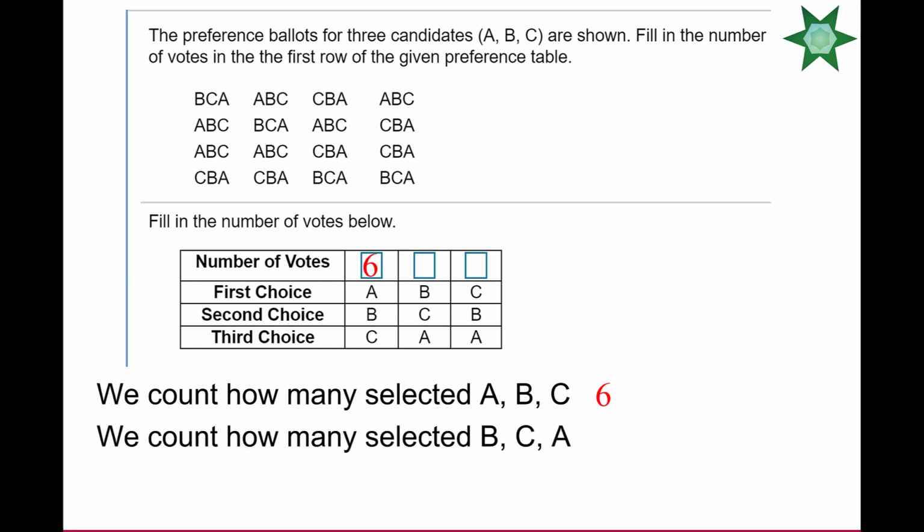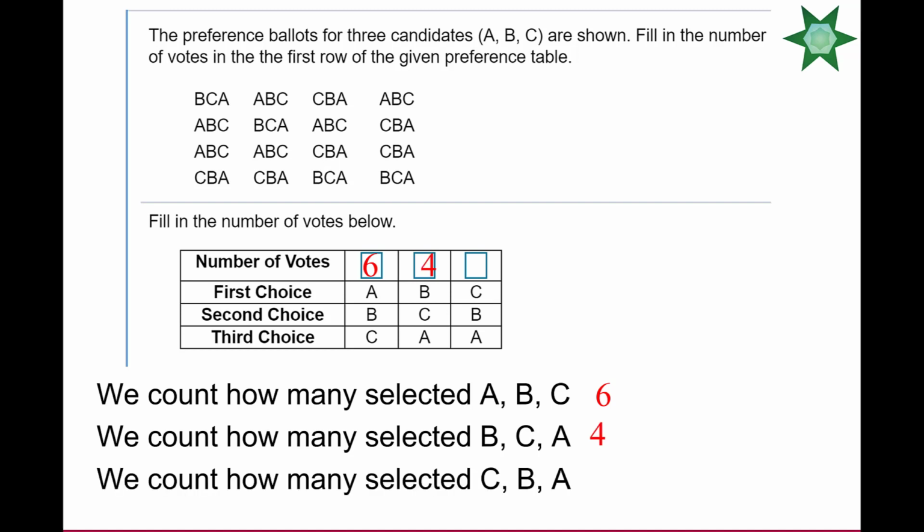And then we want to know how many selected B, C, A, and if we go up there and count, we'll find out there were 4. And then finally, we want to know how many people selected C, B, and A, and if you go up there and count, you'll see there are 6. And you always want to make sure that the totals that you come up with here match the total number of votes cast, which in this case was 16.